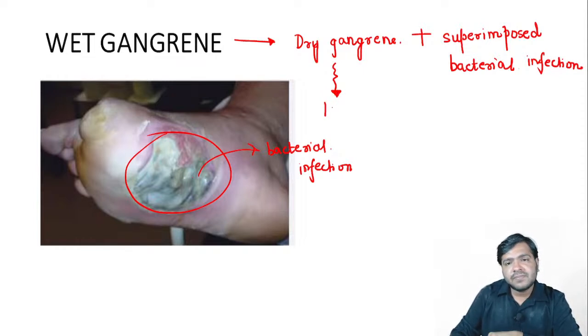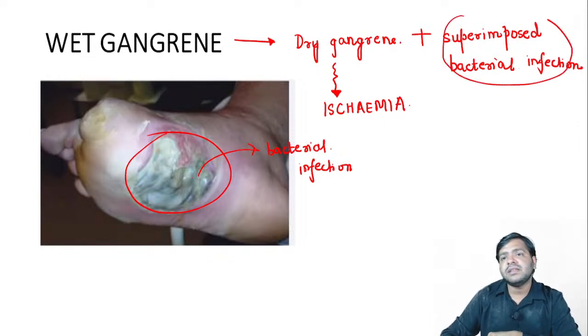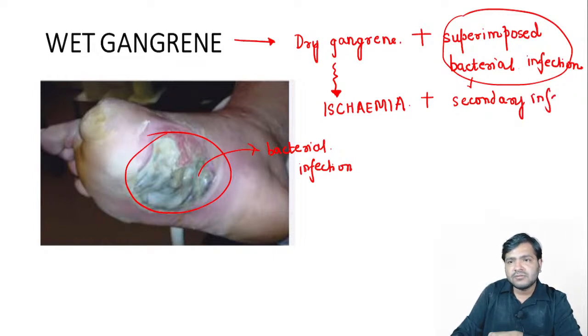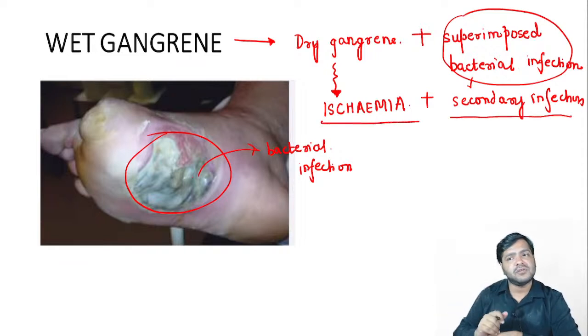Dry gangrene, in other words, is ischemia, that is the reduced blood supply. And apart from that, the superimposed bacterial infection, I can say, is a secondary infection which is taking place. So wet gangrene is ischemia plus a secondary infection that has superimposed on it. It can be a bacterial infection as well.